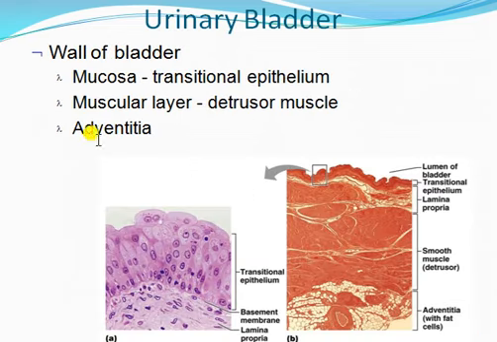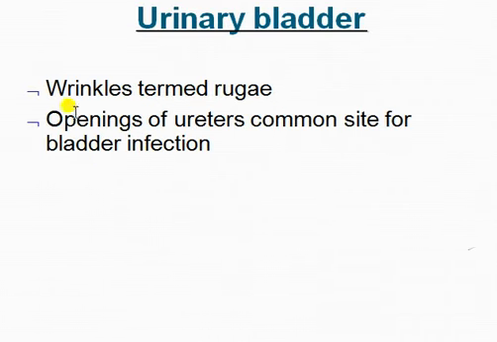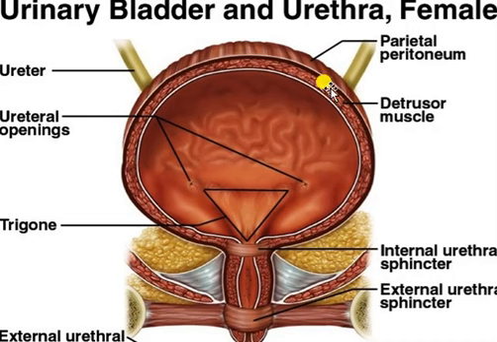So we can observe the layers of the wall of the bladder: transitional epithelium, muscular detrusor muscles present, and tunica adventitia, which is made up of connective tissue. The wrinkles are termed rugae. So in that, this is the detrusor muscle. Here is the entry of the ureter openings. When the bladder is full, then automatically when there is pressure, the ureters close.